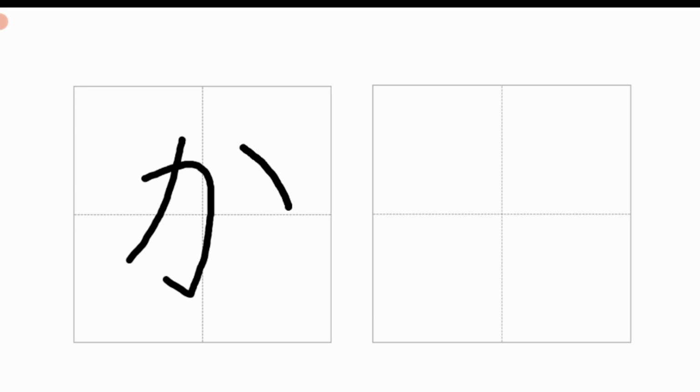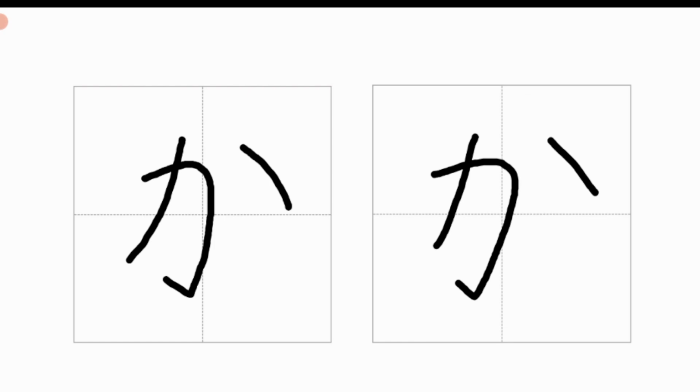Did you write it nicely? Okay, so let's do it one more time. Please try writing it. First, top line down. Second, vertical line down. Third, small line across. This is ka. Don't worry if it's not perfect. Just focus on the stroke order. Okay, one more last time. First, top line down. And second, vertical line down. Third, small line across.